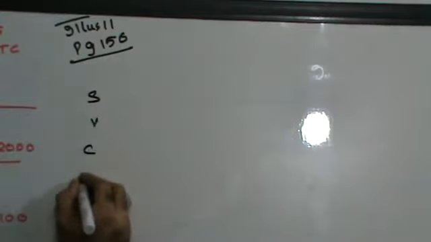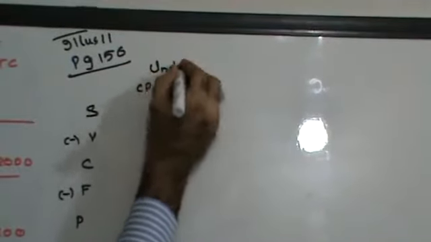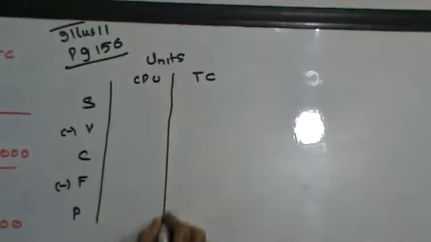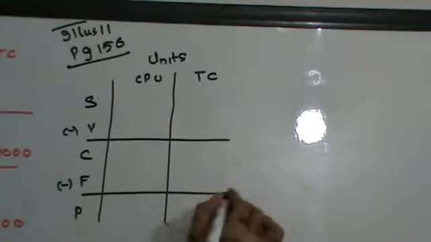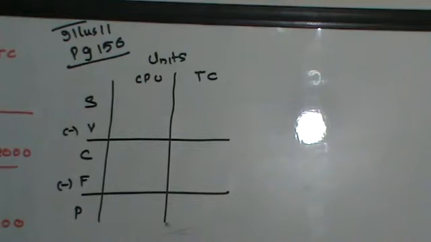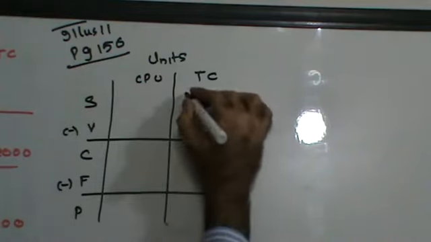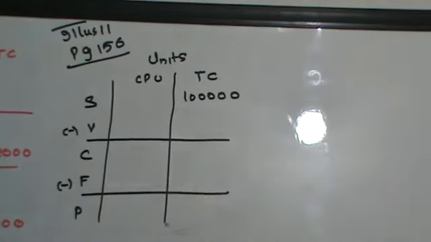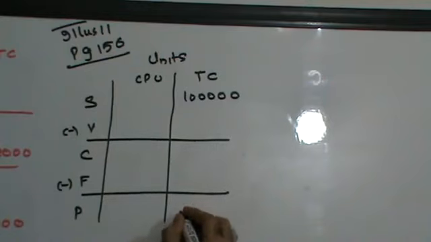Illustration 11, page 156. SVCFP minus CPU TC units. Let's see the sum. They've given you that sales is 1 lakh. Here they've directly given you the TC, the total cost. Profit is given to you as 10,000. Variable cost they've given you 70%.